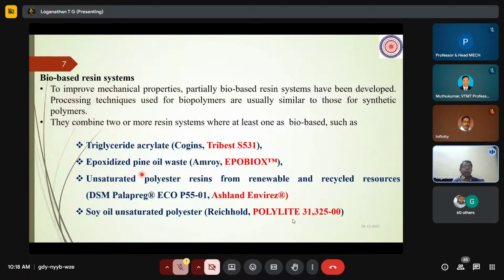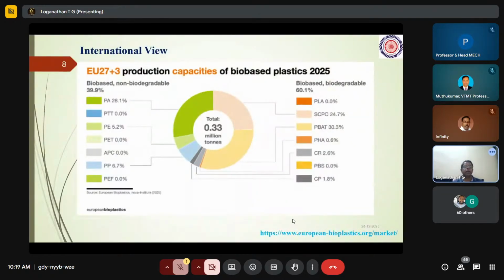And epoxidized pine oil based resin is also one of the bio-based resins. Unsaturated polyester resin from renewable and recycled resources. These are some of the brand names: Tribest, Epobiox, Ashland Envirez, and Polylite. These are some of the commercial companies using bio-based resin, which we can procure and use for our research and analysis.